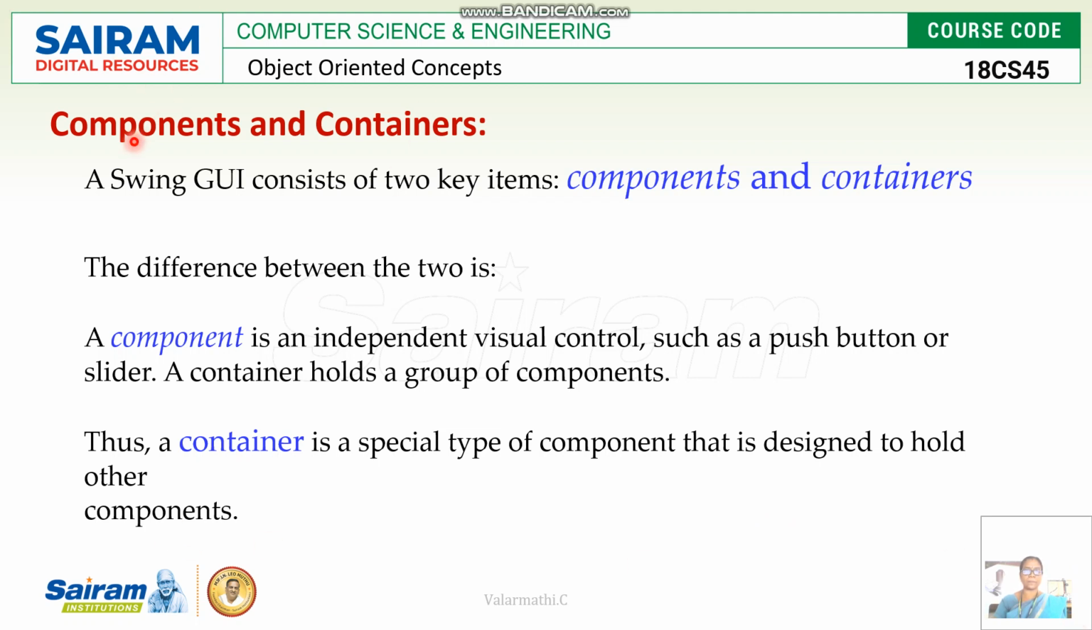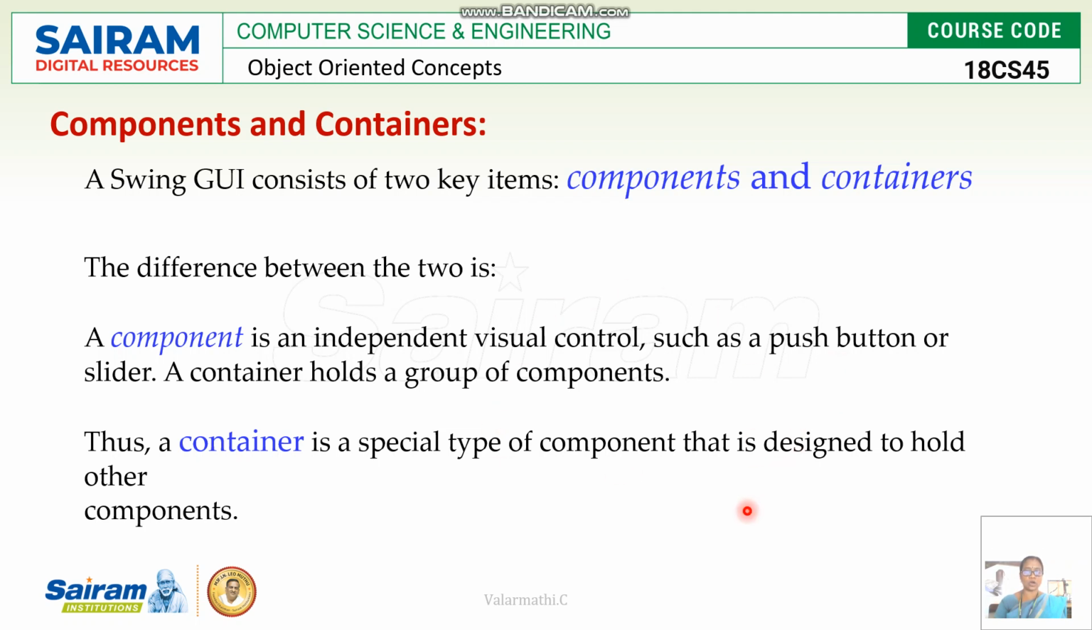As we know, components and containers are very important, because they decide the GUI environment. The main highlight of providing the GUI environment in Java is the concept of components and containers. A component is like one independent element, one independent item, one independent visual control. If you take one push button, that is one component. A combo box is one component. A text field is a component.